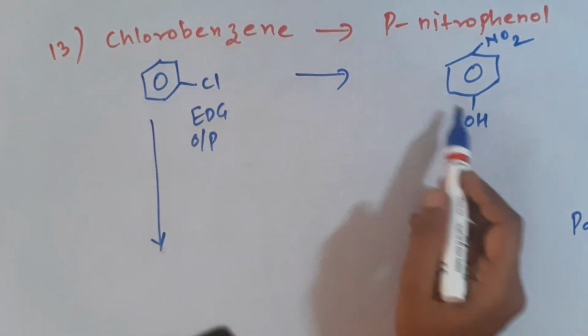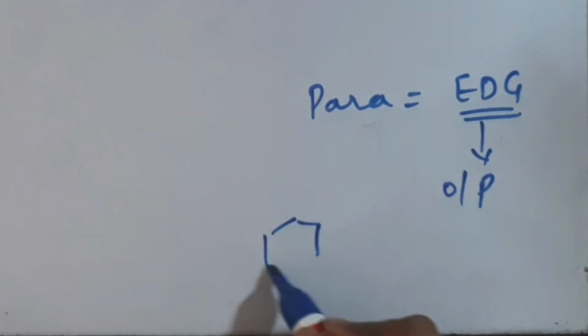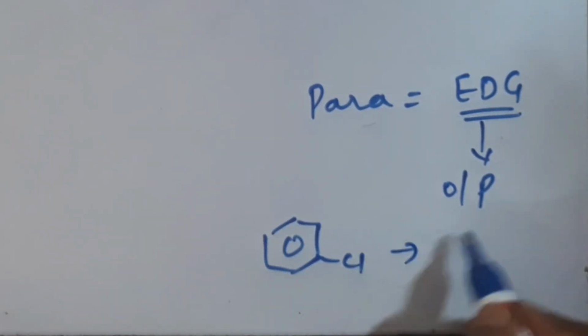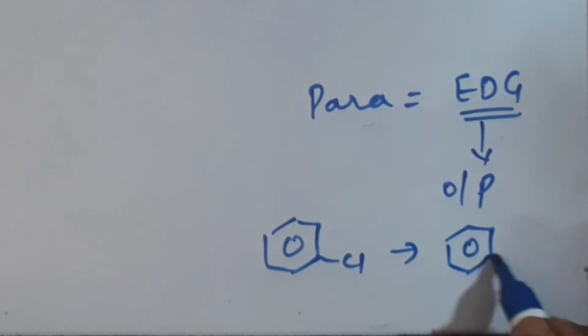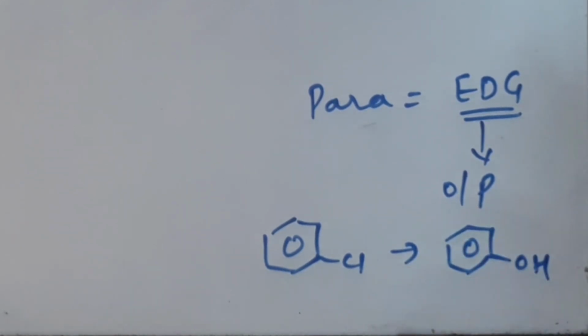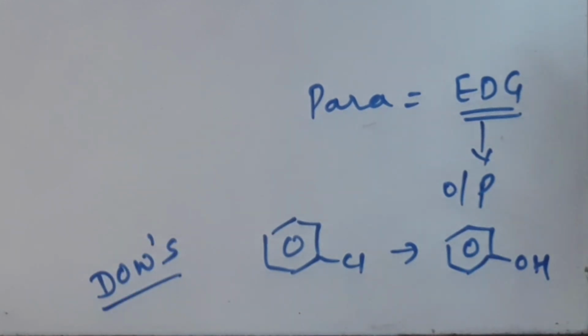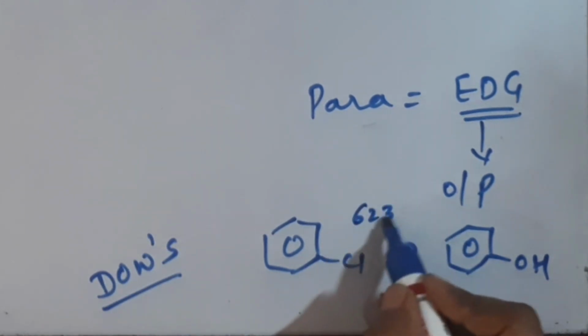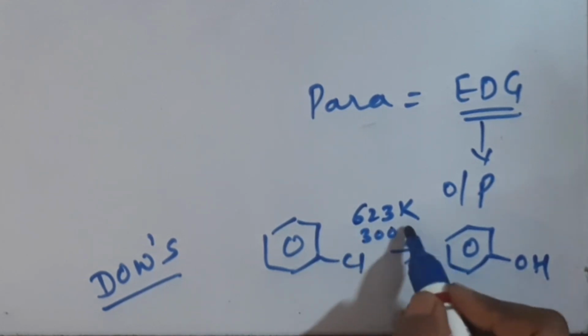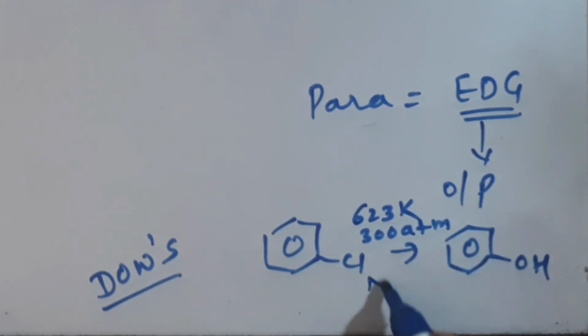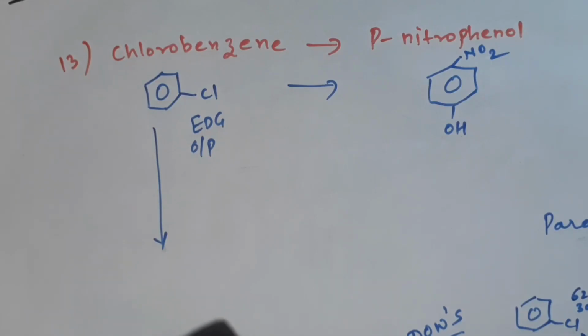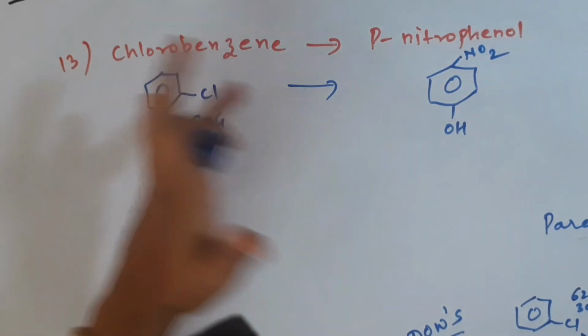And how to convert chloro to OH? How to convert chlorobenzene to phenol? We have already done this reaction in our previous videos, and you must have learnt it by heart also. I am very sure about it. It's Dow's process, where we take 623 Kelvin, 300 atmospheric pressure, and add sodium hydroxide. Remember that technique. So chloro to OH is easy, okay?